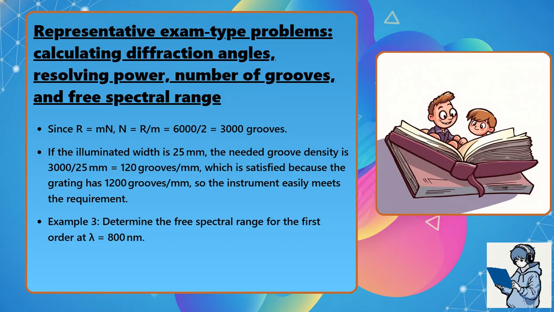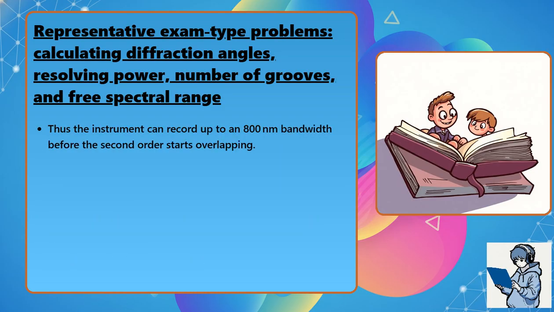Example 3. Determine the free spectral range for the first order at λ equals 800 nanometers. FSR equals λ divided by m, which is 800 nanometers divided by 1 equals 800 nanometers. Thus, the instrument can record up to an 800 nanometer bandwidth before the second order starts overlapping.